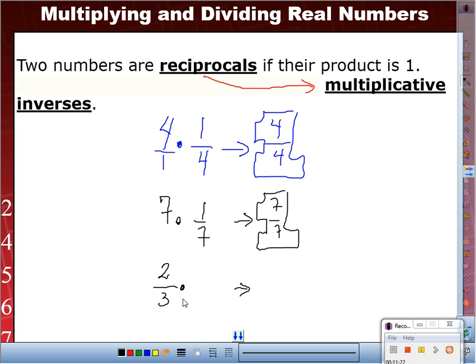So, what is the reciprocal of this one? 3 over 2. Why? Because 2 times 3 is 6. 3 times 2 is 6. And that is still a giant 1. So far, so good? So once again, that's the reciprocal or the multiplicative inverse. We got that? Okay.